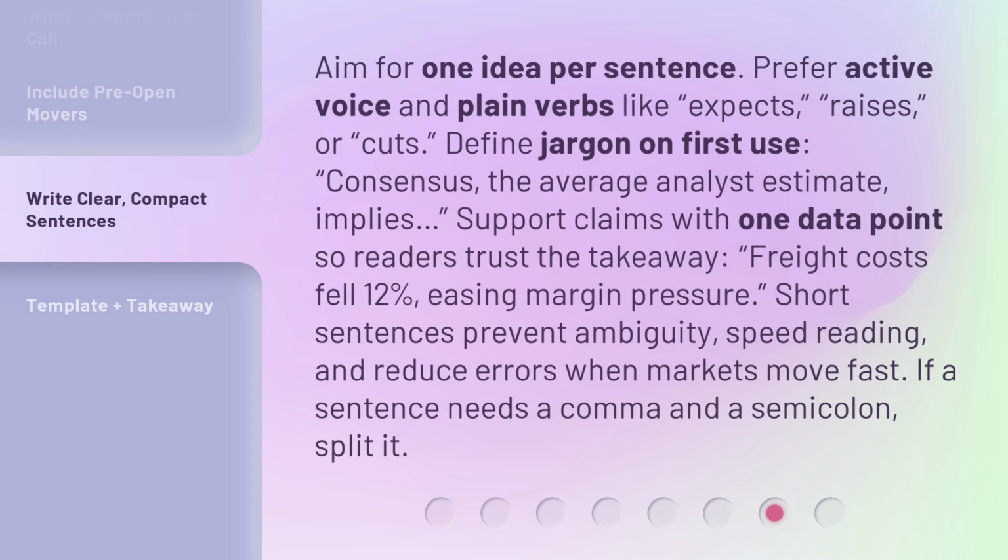Aim for one idea per sentence. Prefer active voice and plain verbs like expects, raises, or cuts. Define jargon on first use. Consensus, the average analyst estimate, implies. Support claims with one data point, so readers trust the takeaway. Freight costs fell 12%, easing margin pressure.